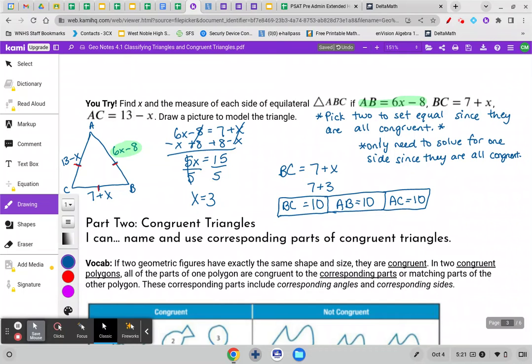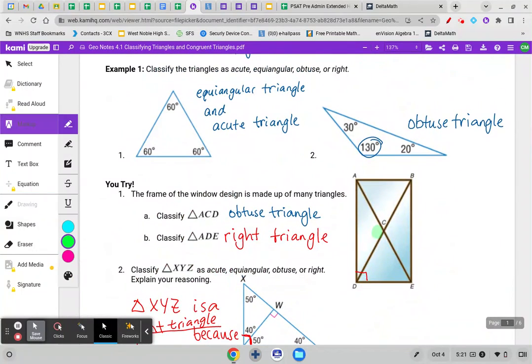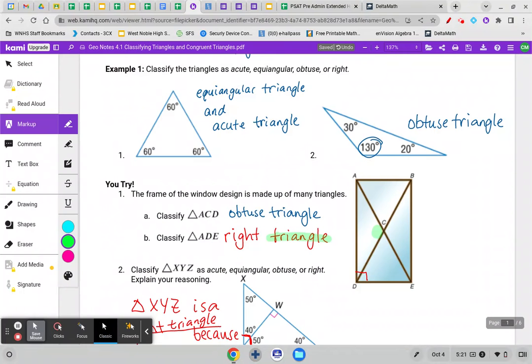Naming triangles by either side length or angle measure. I will point out way up here that I do want you to write the word triangle afterwards, because right angle is a thing. The word right is a thing. Obtuse angle is a thing. Obtuse triangle is not exactly the same as an obtuse angle. That's why I want you to write the word triangle every time. Okay? So don't just write obtuse, because I could think, oh, obtuse angle, not obtuse triangle.